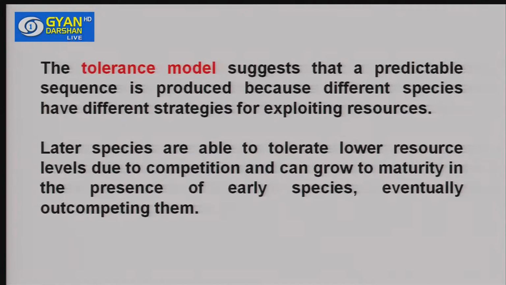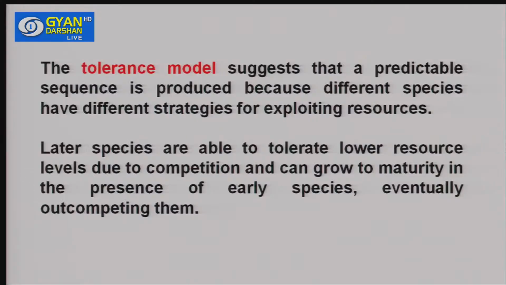Next is tolerance model. Tolerance model suggests that a predictable sequence is produced because different species have different strategies for exploiting resources. Now the resource is limited, but species A and species B will not have the same potentiality of utilizing the resource. One species may outcompete the other species in exploiting the resources. Resources, in case of a plant community, are mostly the soil nutrients, water, minerals, sunlight. So these are the resources for the plant, and for these resources, there is a competition.